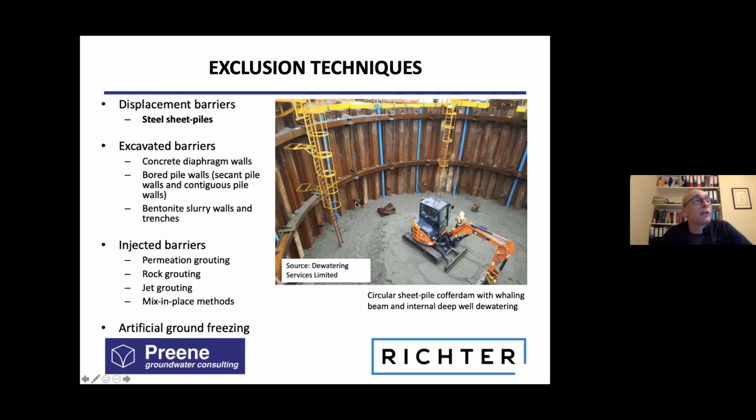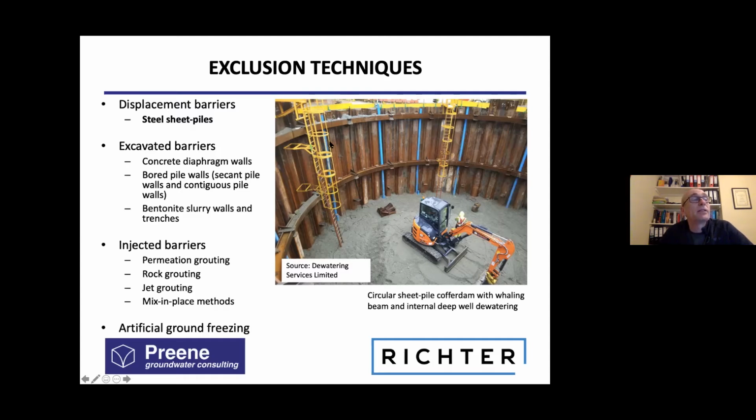This photograph here shows a circular excavation where the ground level is up here, and we've dug down to here in a glacial sand and gravel. And these are the vertical sheet piles forming the barrier, and these hoop steel beams are the walings which are providing structural support to the circular barrier.